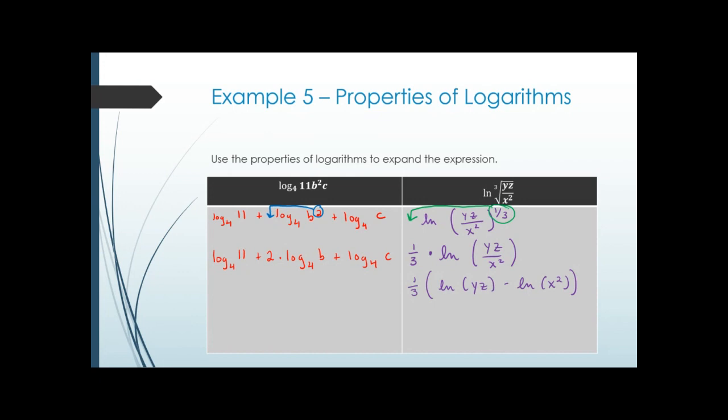I'm not done here, because now I have the natural log of yz that's multiplied, so now I need to expand that further by turning that into addition. And I'm definitely going to run out of room, so I'm going to move over here. So I have my 1/3. Then I turn the natural log of yz into the natural log of y plus the natural log of z. Then I have this natural log of x squared.